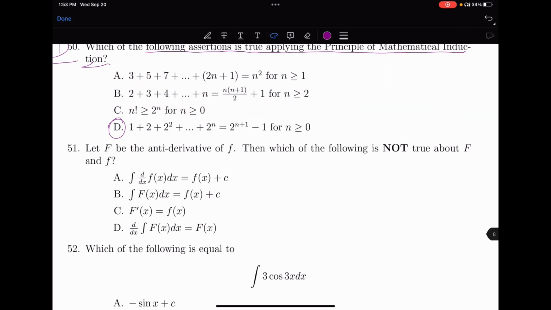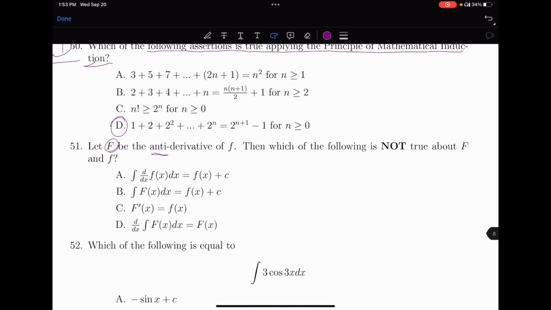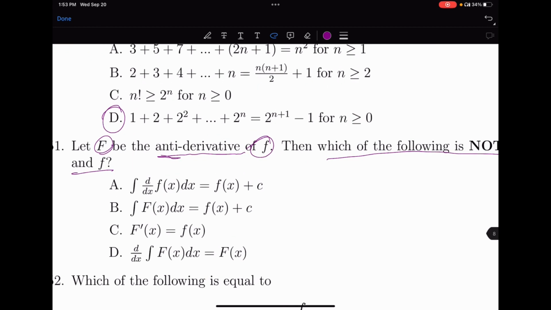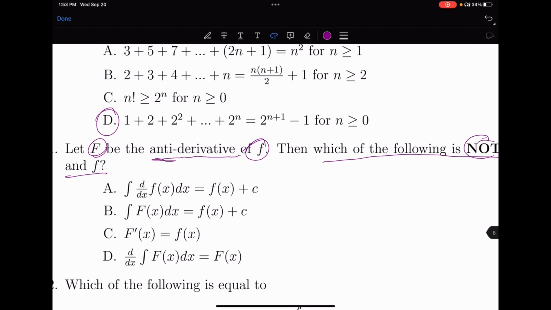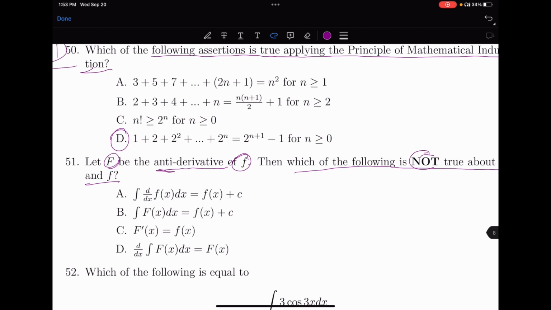Okay, 51ኛ let capital F be the antiderivative of the function f. Okay, it is antiderivative of the function. Then which of the following is not true about capital F and little f? እሺ ኤን እንመልከተው። Not true ነው የተባለው እንግዲህ። ኦኬ እሺ antiderivative capital F antiderivative of little f ነው ከተባለ capital F of x is equals to the integral of small f of x dx ማለት ነው። This is what we mean the antiderivative of f.